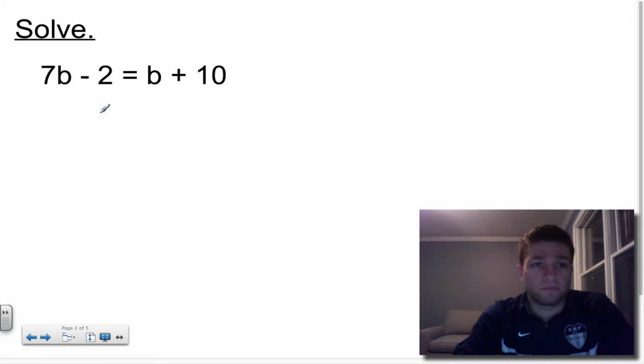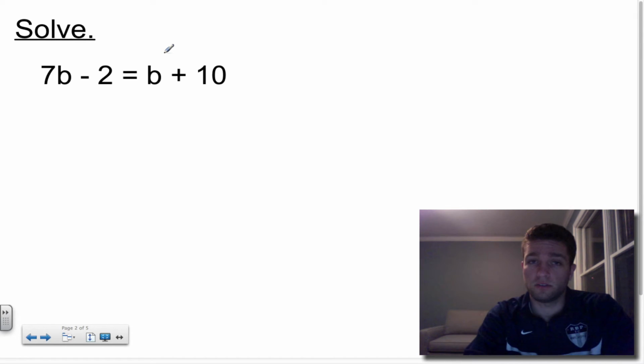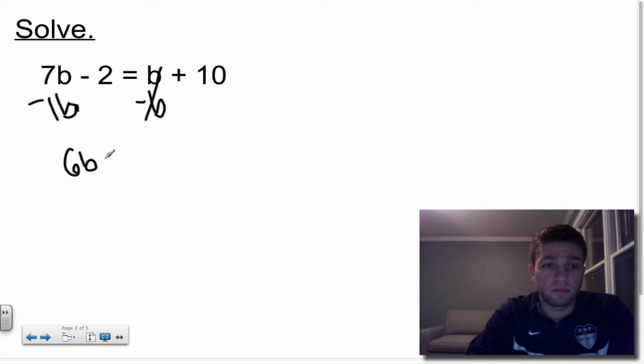But here we go. I could take this 7b and move it over here, because you want all the terms on one side of the equation so you can solve. Or you could take this b and move it over here. Personally, I'm going to do b minus b, eliminate it from this side, and then do the same thing to move it here. And remember, what's always in front of a variable? 1. So 7b minus 1b is 6b minus 2 is 10.